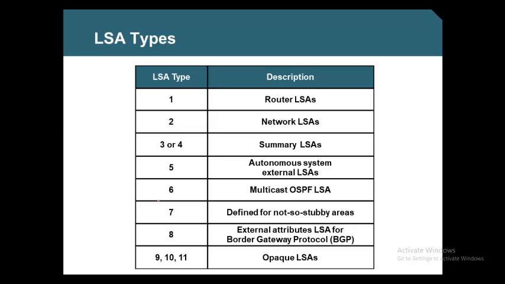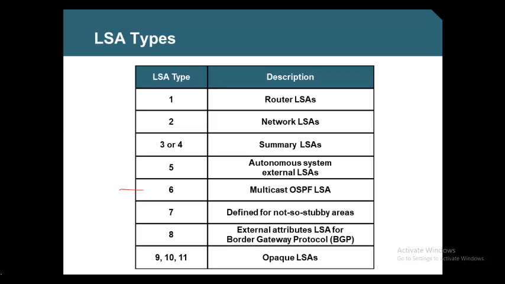What about type 6? In the multicast environment, when you run OSPF, you have OSPF in a normal topology that you already have. In that normal topology, if you also enable multicasting, then multicasting related information needs to be distributed between the OSPF running routers. For that, you need this. You are not going to do any configuration, it is automatically taken care of.